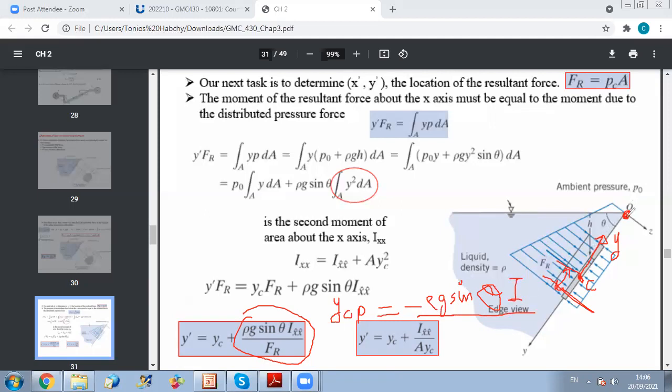So if we consider the position from the point at the free surface, we'll get y of the centroid plus this term, because my point of application is below the centroid. However, if I consider the origin at the center point, and take y up instead of down, then I will get minus rho g sine theta, the inertia about the x-axis passing by the centroid, over the force Fr. So exactly the same result, okay? Just be familiar with all equations, because depending on the book, you might have different notations, okay?